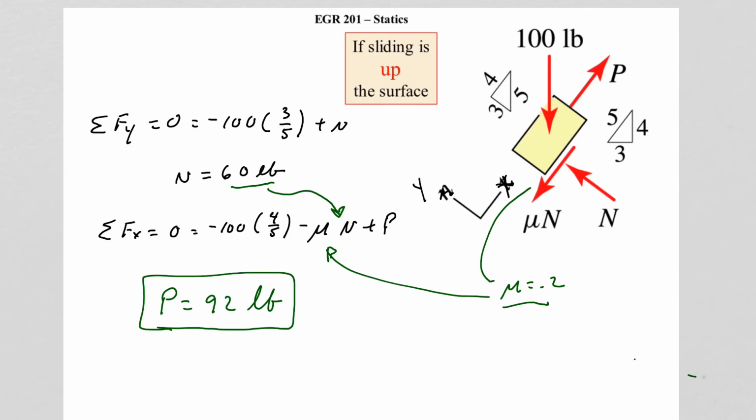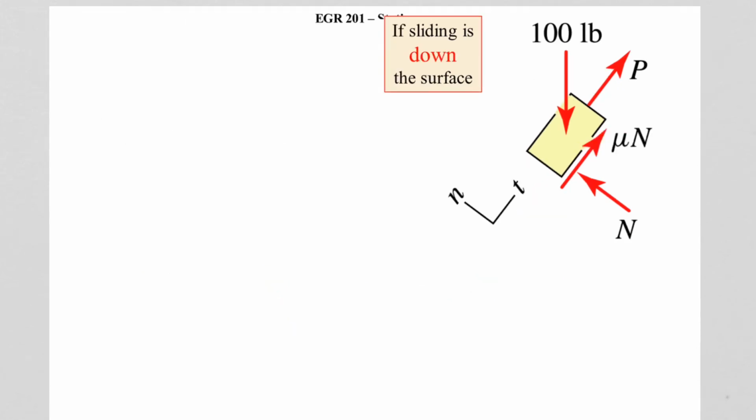Next, let's look at the other case where this thing is trying to slide down. We draw our free body diagram again. Remember, the motion that we're looking at is this thing wants to go down. That's our motion. So to impede that motion, I have my friction. Okay. Again, we will look at our x and y for this. This will be our x. This is our y. And again, our coefficient of friction is 0.2.